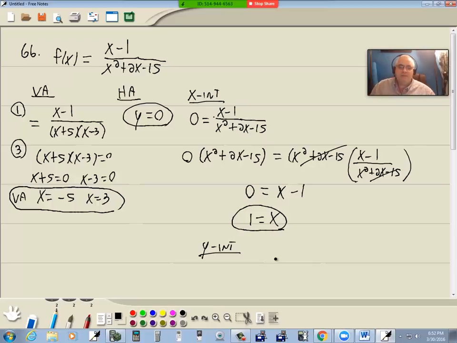Now our y-intercept. Again, you always plug 0 in for the other variable. Remember, f of x is the same as y. So you plug 0 in for x. So I got y is equal to 0 minus 1 over 0 squared plus 2 times 0 minus 15. Those zeros all cancel, and I got negative 1 over negative 15, which gives us a positive 1 over 15. And that's our y-intercept.